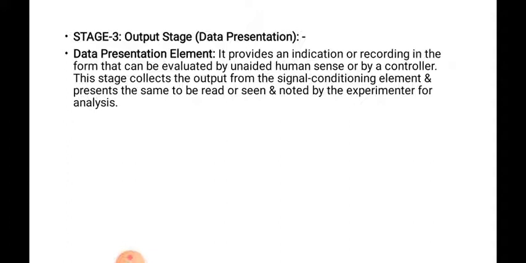Means whatever the data has been processed in the intermediate stage, that information will be sent to the data presentation or data output stage. There data will be indicated, recorded and controlled by the monitor. Okay, means after processing we can observe whatever the output that will be seen on the monitor. Okay, so this is nothing but the generalized measurement system.